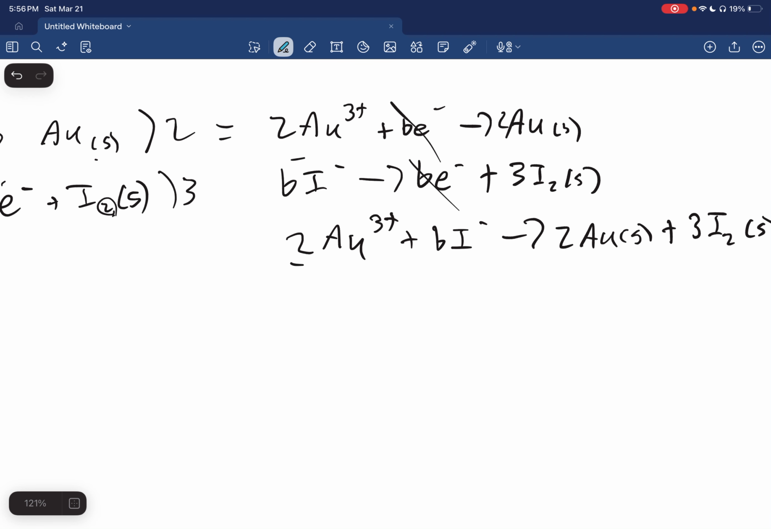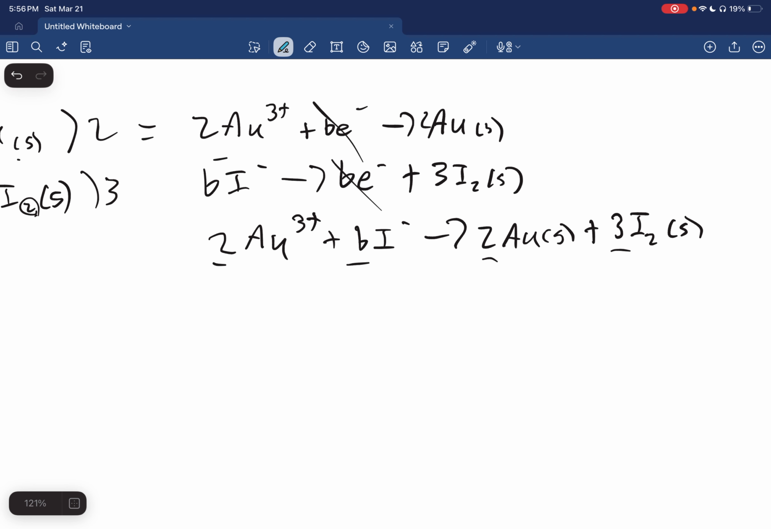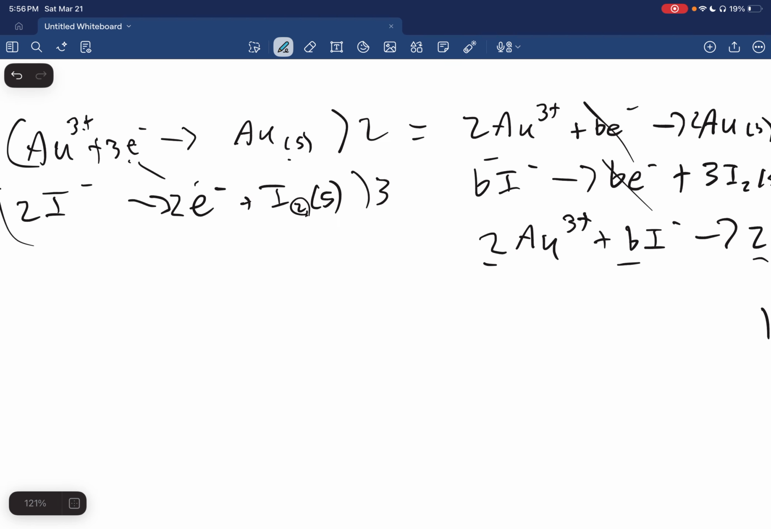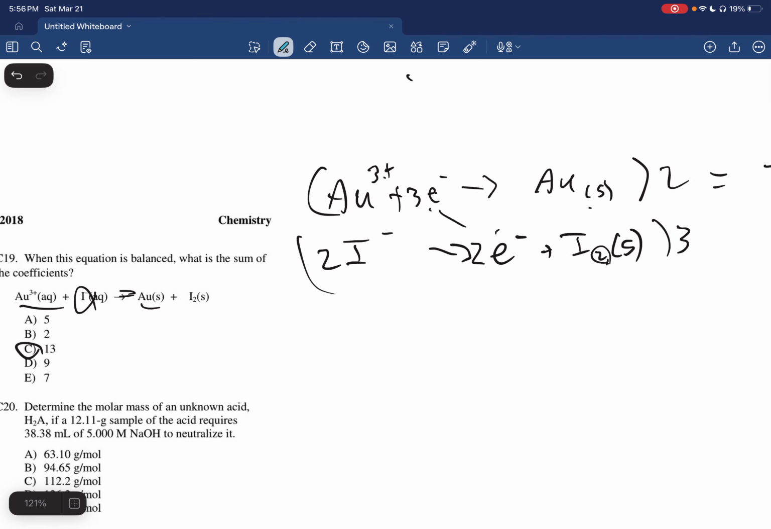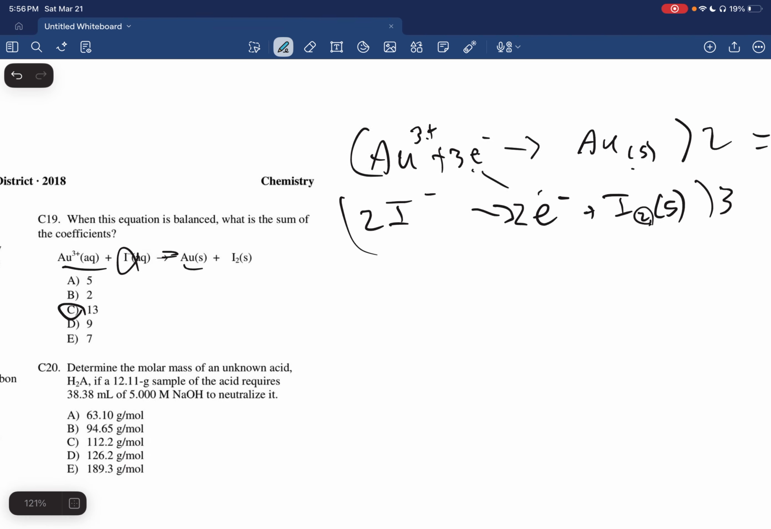Well, here we go. 2 plus 6 plus 2 plus 3 comes out to 13. So our answer is going to be answer choice C. So it's just a little redox reaction question. Sorry about the little mistake I made, but you just need to know how to balance these sorts of things by balancing your amount of electrons.